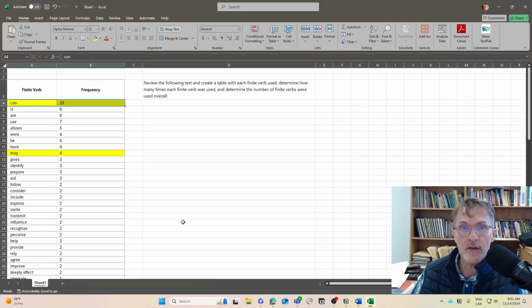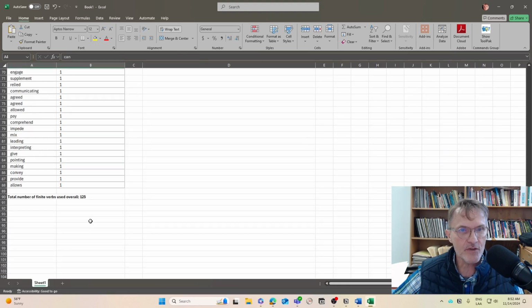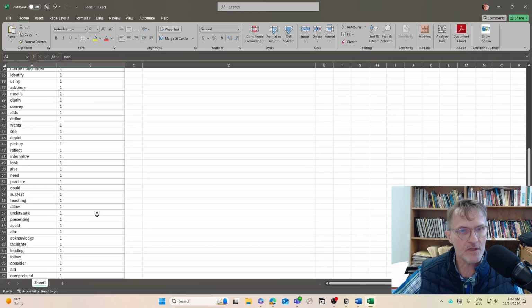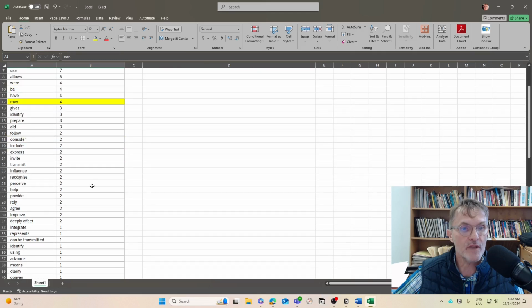It reads, review the following text and create a table with each finite verb used. Determine how many times each finite verb was used and determine the number of finite verbs used overall. Now, in this example, we have 125 verbs being used. So you can see how many different verbs you're using. You can also see which verbs you tend to use more than others.